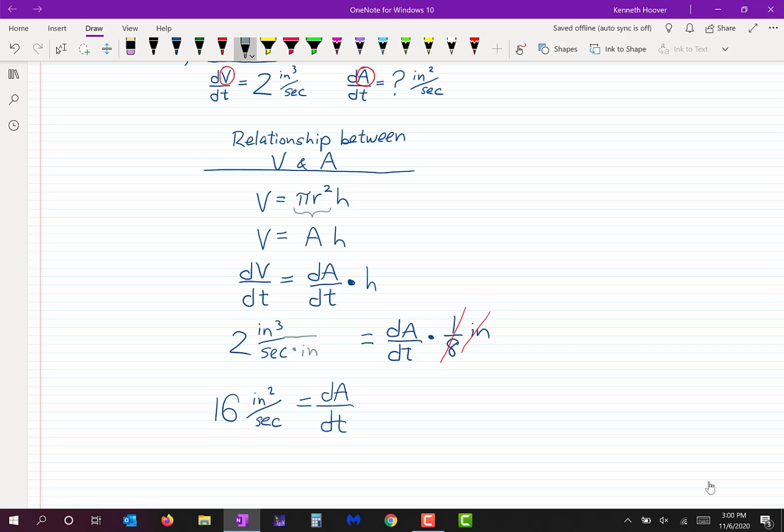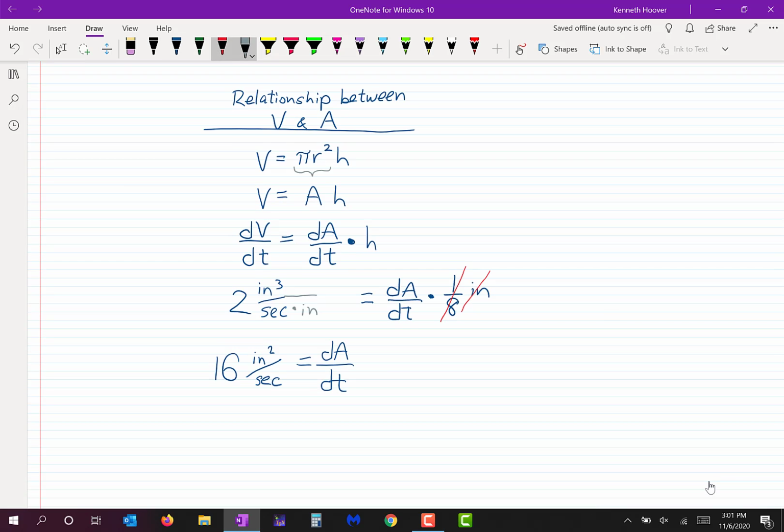I would never let anybody hear me say, I divided both sides by inches, because inches is a word, not a number. I can't divide by a word. But it's just like that. It is as though I divided both sides by inches, and what's going to happen? I have inches to the power 3 divided by inches to the power 1. What do you end up with? Inches to the power 2 on the top.